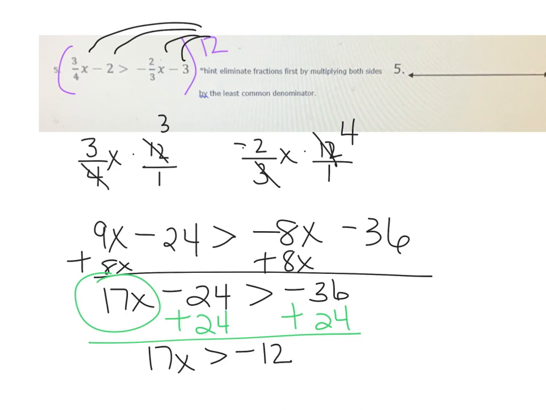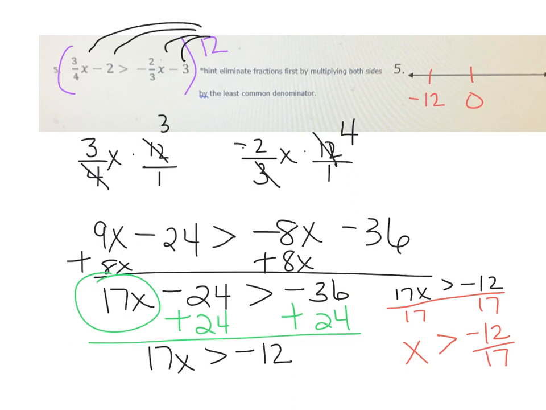Okay, I'm going to have to move up here because I ran out of room. Okay, what's next? I've got to solve for the variable. So I'm going to divide both sides by 17. Now, some people would see that negative there and go, oh, I got to flip the sign, but I divided by a positive, so I'm not going to flip the sign. So my final answer is x is greater than -12/17.